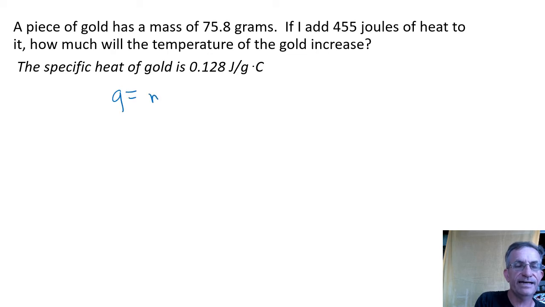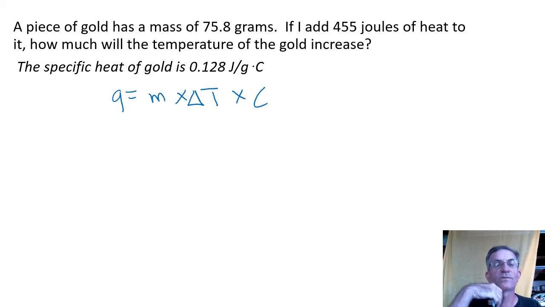Heat equals mass times change in temperature times specific heat. So let's read what they give us and see what we're going to solve for. Hopefully we can get it done using this one equation. A piece of gold has a mass of 75.8 grams. Okay, they gave us m.